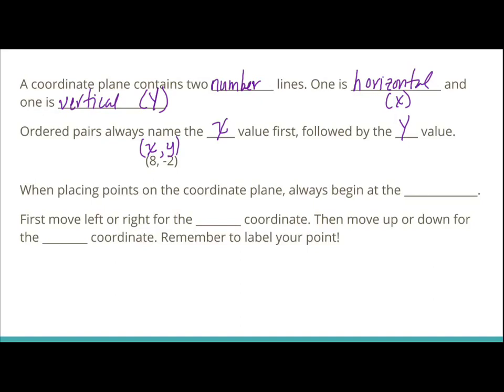When placing points on the coordinate plane, you always begin at the origin. Remember that origin is that 0, 0 location where the 2 number lines intersect. First, you move left or right for the x-coordinate, and then up or down for the y-coordinate. And of course, you always want to make sure that you label your point.